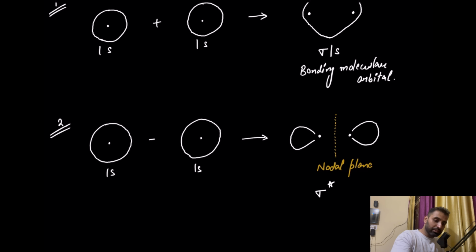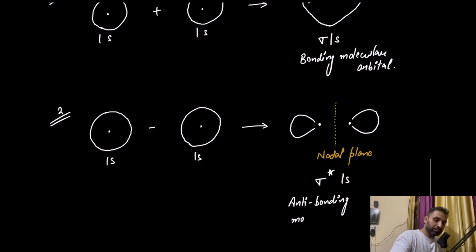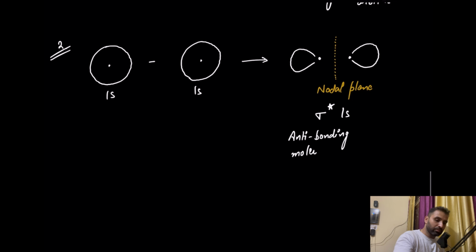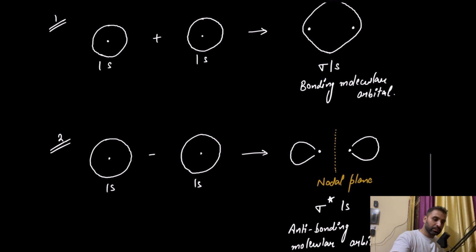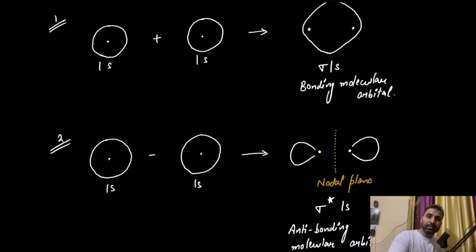I'm mentioning star over here. This star will signify that this is anti-bonding molecular orbital. So that's sigma star 1s. Sigma star, that is anti-bonding molecular orbital. I'm writing it's anti-bonding molecular orbital. So that's the orbital diagram.